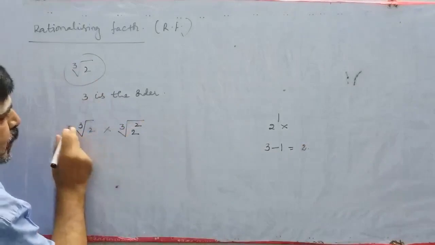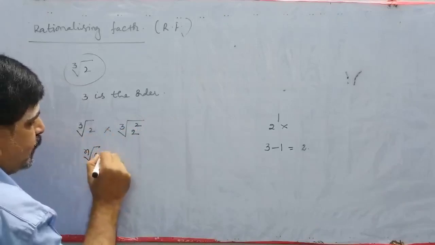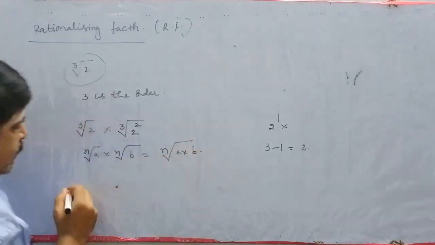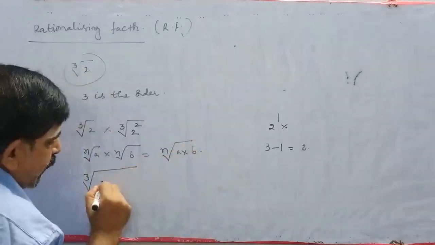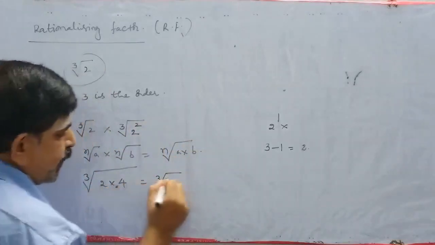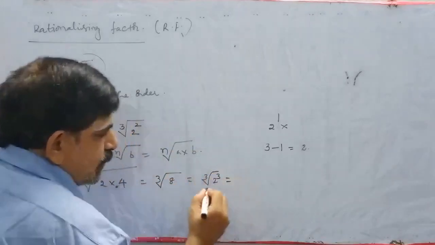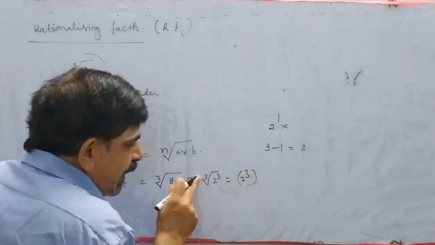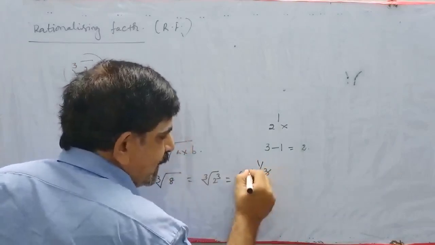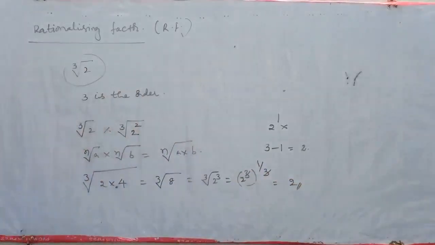See here, cube root of 2 into cube root of 2 square. This is in the form of nth root of a into nth root of b is equal to nth root of a into b. So cube root of 2 into 2 square, that is 4. So this is cube root of 2 into 4, which is 8. Then 8 can be written as cube root of 2 cube, isn't it? So 2 cube whole to the power of 1 by 3, the order being 3. The 3 gets cancelled, the remainder is 2. So 2 is the rational number. Okay, understood children?